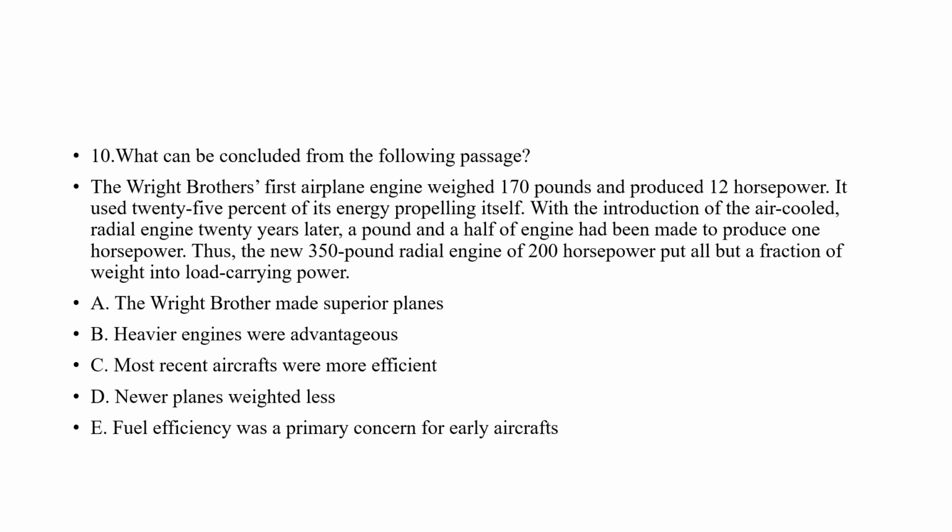And the last one asks what can be concluded from the following passage about the Wright brothers' first airplane. It talks about how the Wright brothers' first airplane used 25% of its energy to propel itself. They then created an air-cooled radial engine later that was a pound and a half of engine to produce 1 horsepower, so very much a difference. A pound and a half of engine to produce 1 horsepower is immensely better than 175 for just 12. Then they talk about their radial engine's horsepower and fraction of weight.